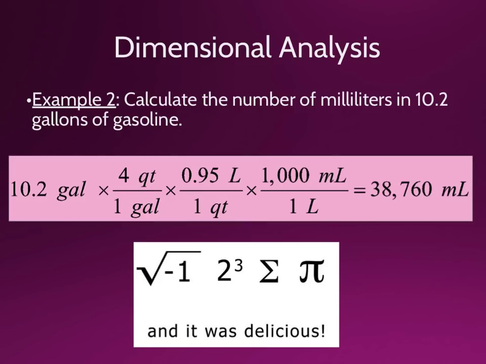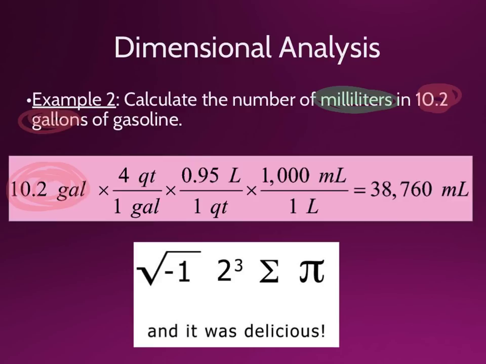So here's another dimensional analysis practice. This one asks to calculate the number of milliliters. Again, I'm going to highlight what I'm looking for. I'm looking for milliliters in 10.2 gallons of gasoline. Again, you start with whatever number you are given. The only number I was given in the question was 10.2 gallons, so that's what I'm starting with here.